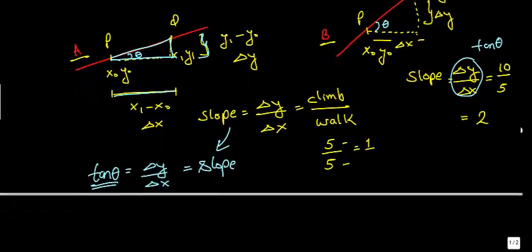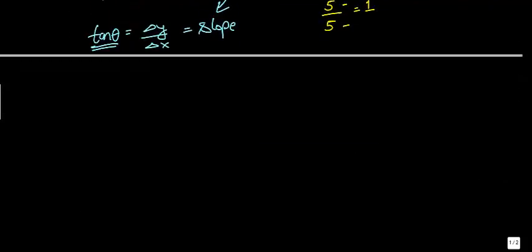Now let's look at some different examples. So if I give you a line like this, line C, here if you walk from point P to point Q, you're not climbing up, but you're climbing down. Okay, you are climbing down.